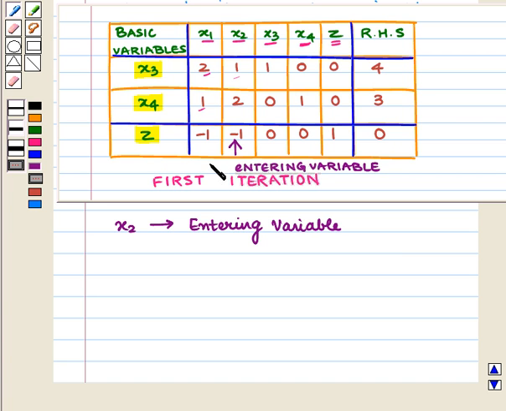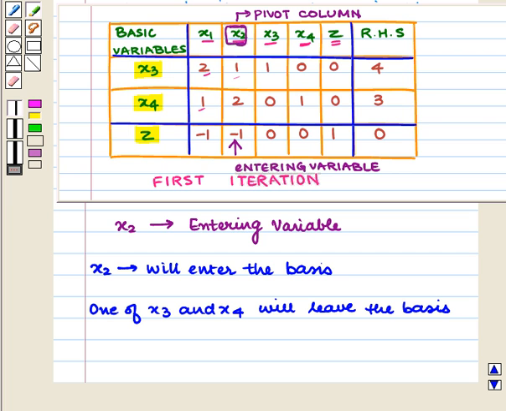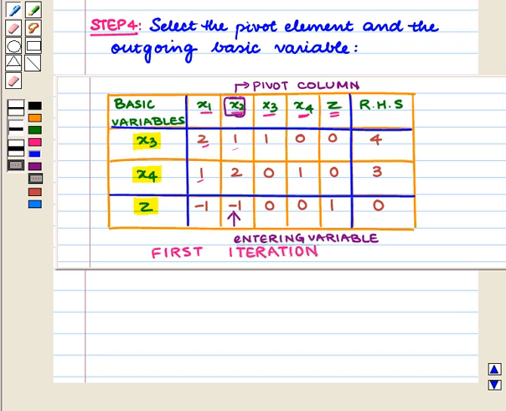We put an arrow here. So x2 column is our pivot column. It means that x2 will enter the basis and one of x3 and x4 will leave the basis. Now our next step is to select the pivot element and the outgoing basic variable.